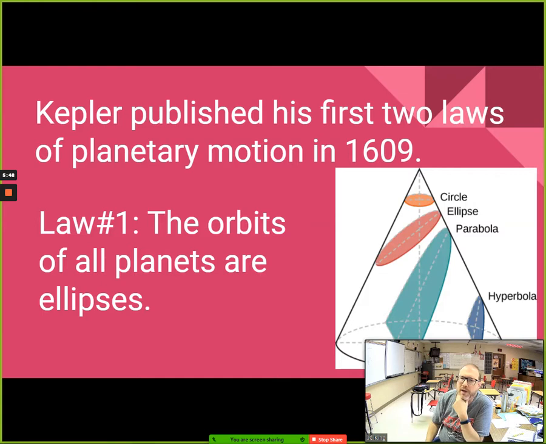Here off to the side, we've got a cone sliced in several different ways. If you slice a cone in a way that's perpendicular to its major axis right there, you get a circle. If you get one that starts on the side and ends on the side like that, you get an ellipse, and that's the shape that we're talking about.